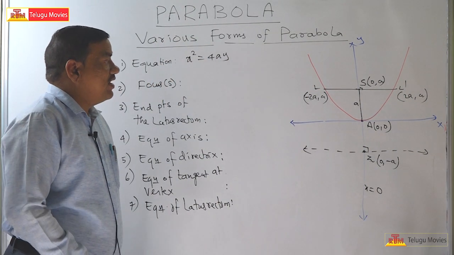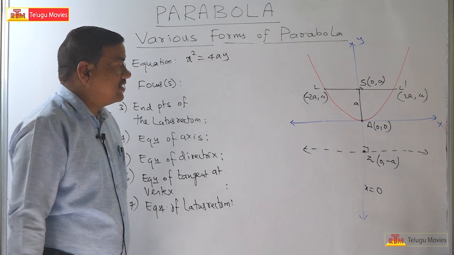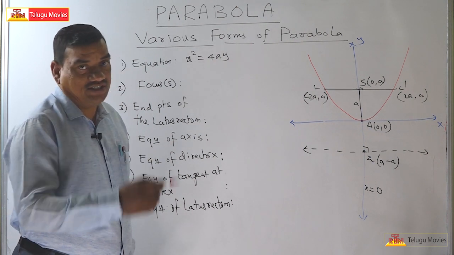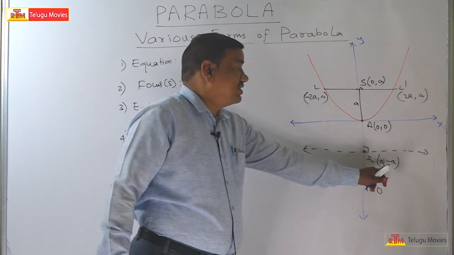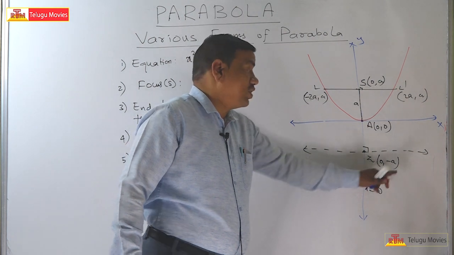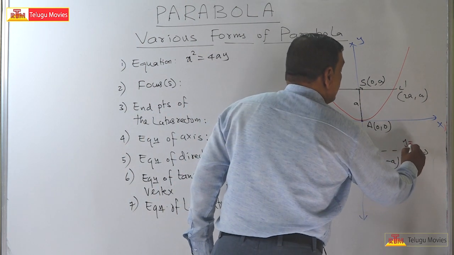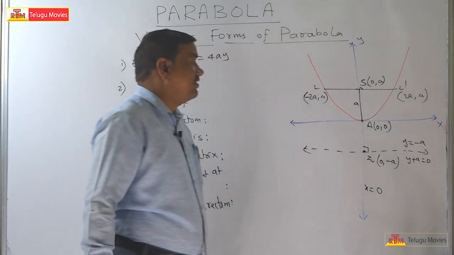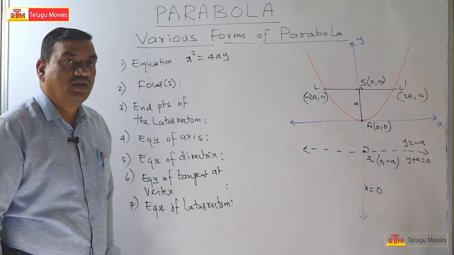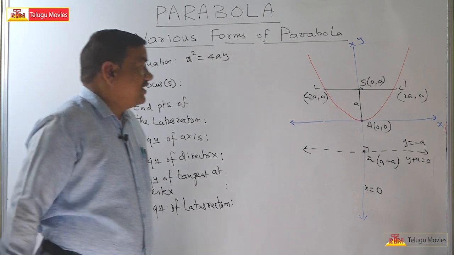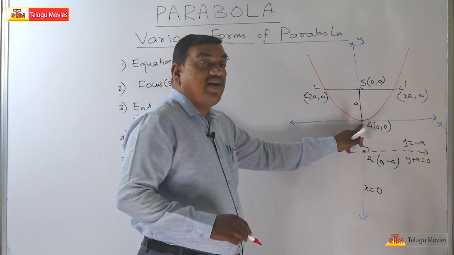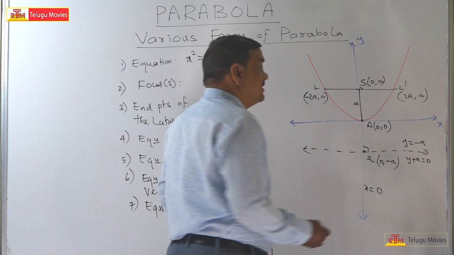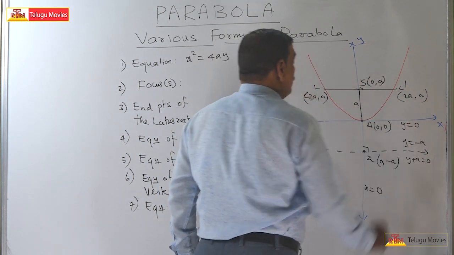The next one, equation of the directrix. See here, this is y is equal to minus a, 0 comma minus a. So this is y is equal to minus a, or y plus a is equal to 0. That is the equation of the directrix. The next one is the equation of the tangent at the vertex. That is nothing but the x-axis, that is y is equal to 0.